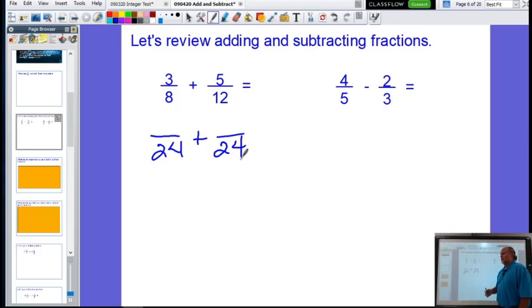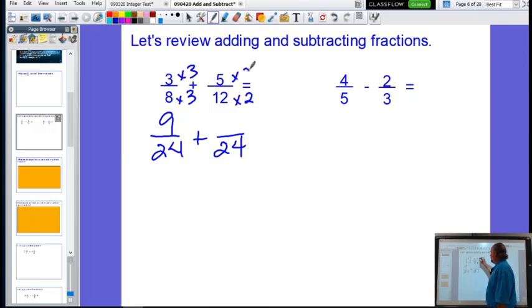Now what you've learned is whatever I do to the bottom, I must also do to the top. So how did I go from 8 to 24? Well, I multiplied by 3. So I have to do the same thing to the top, and I come up with 9. What did I do to this 12 to turn it to a 24? I multiplied it by 2. So I multiply the 5 by 2 to get 10.